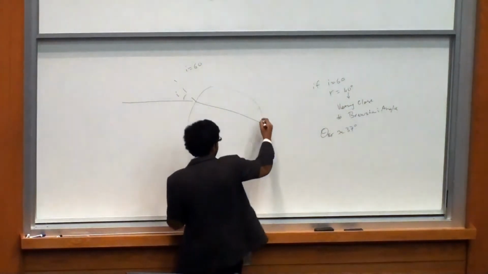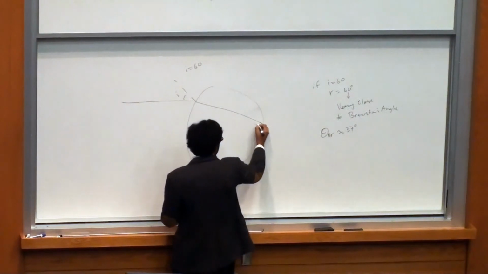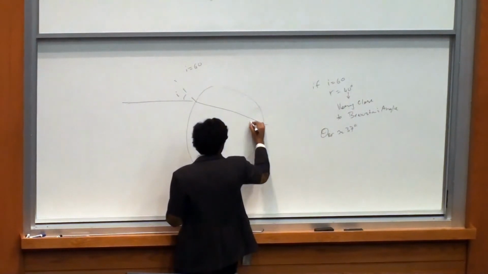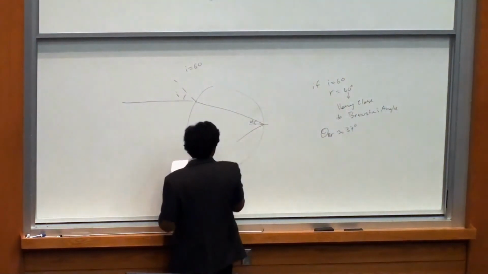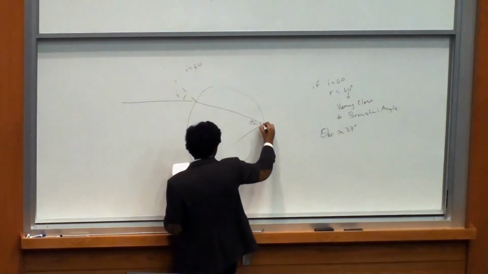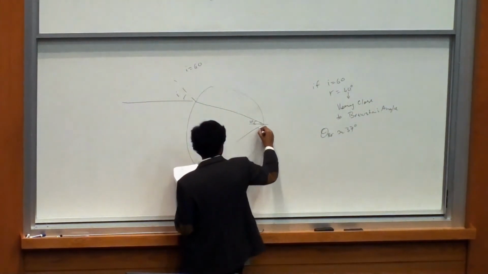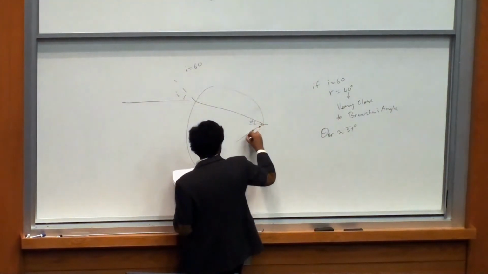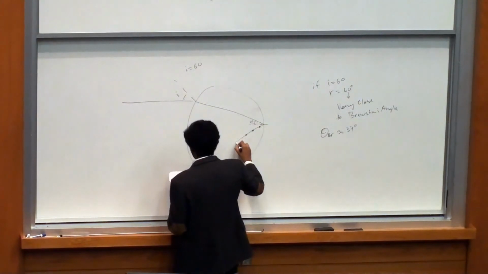It hits this side at some angle, 40 degrees, and goes off like that. So from this point on, it hits it at 40 degrees. It's really close to the Brewster angle. So I'll get a polarization like that. So it's coming out of the board, this polarization.